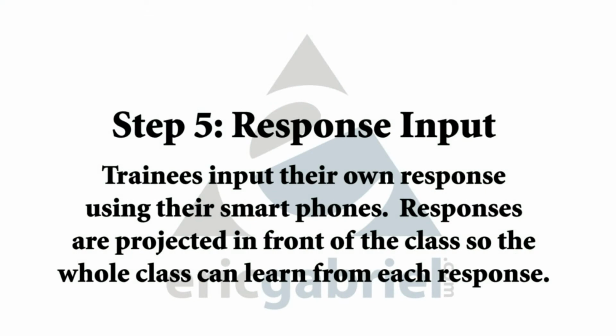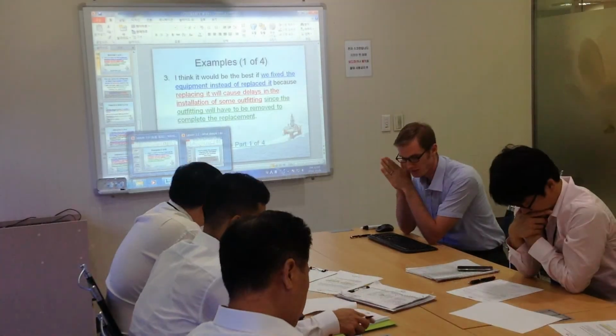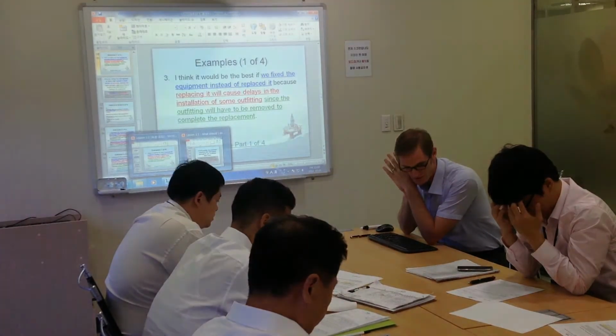The fifth step is the response input. This is where trainees input their own response using their smartphones. Responses are projected in front of the class so the whole class can learn from each response. Those of you who are finished writing, take out your phones.